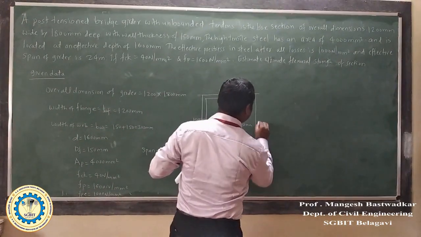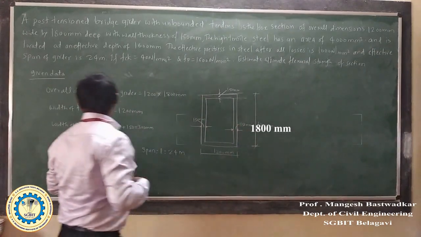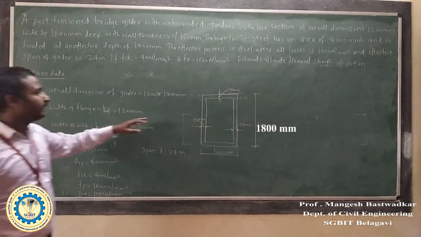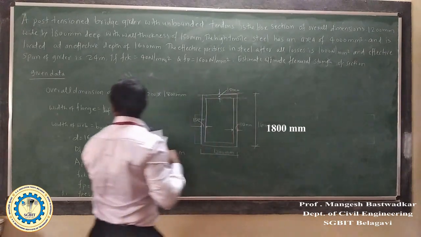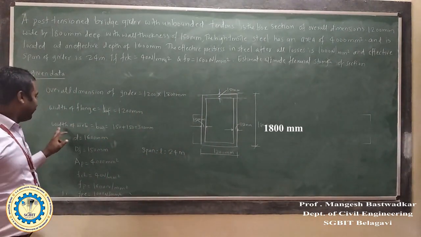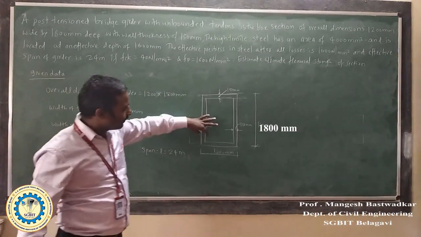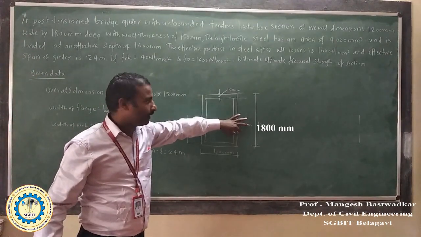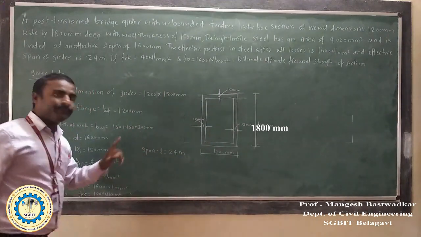This is 1800 mm. Then here, the width of the flange, we will consider this is the width of the flange, BF. Then the width of the web, 150 plus 150. Here this is 150 and this is 150. We will add together, then it becomes 300 mm.